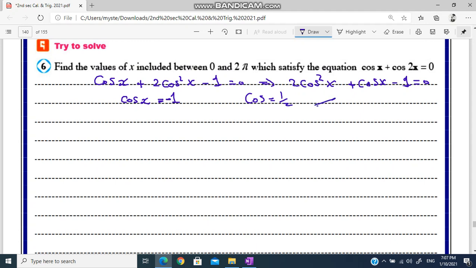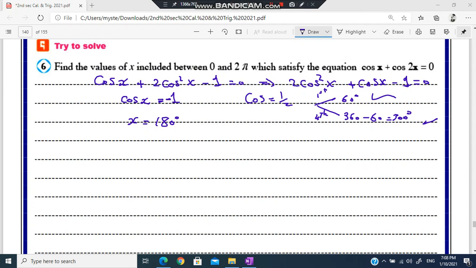Here cosine x equals 1 over 2 in the first and fourth, so it will be 60 and 360 minus 60 equals 300. We have two solutions. And for cosine x equals negative 1, shift cosine to negative 1, the result will be 180, so x will be 180 degrees. So the solution set is 180 and 60 and 300.